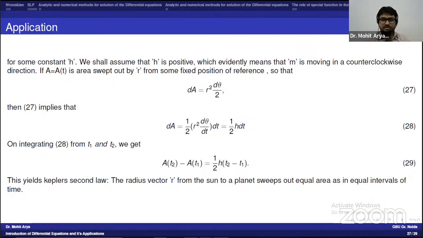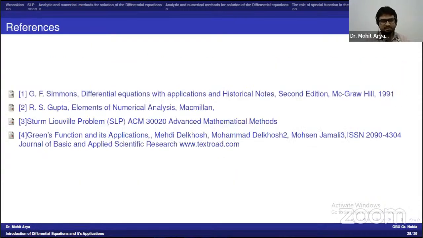This PPT has some references. You can read some books for further information: G.F. Simmons, Differential Equations with Applications and Historical Notes; then R.S. Gupta, Elements of Numerical Analysis, Macmillan publication; Sturm-Liouville Problem; Advanced Mathematical Methods; and Green's Function and Its Applications, by Mehndi, Dalkosh, Mohammad Dalkosh. There are many authors, so you can use these books for further knowledge.